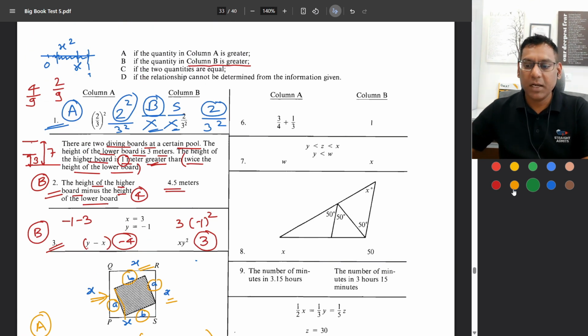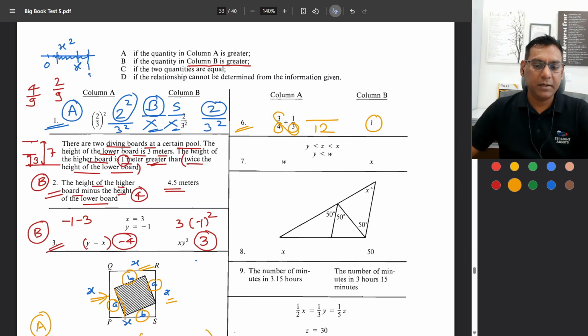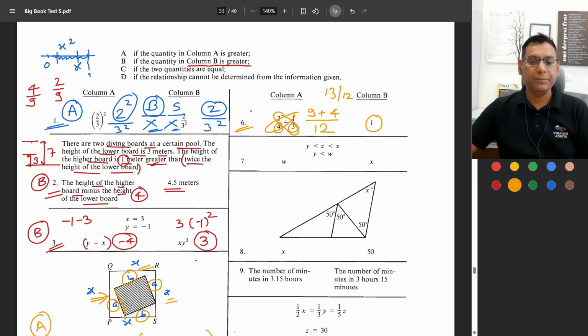Okay, let's look at question 6. 3 by 4 plus 1 by 3, and compare that with 1. Let's calculate this. Denominators are both different, so let's get them to 12 so that I can cross multiply. I get 3 into 3, 9, plus 1 into 4, 4. So that is 13 by 12, which is greater than 1. So the answer is going to be answer choice A.